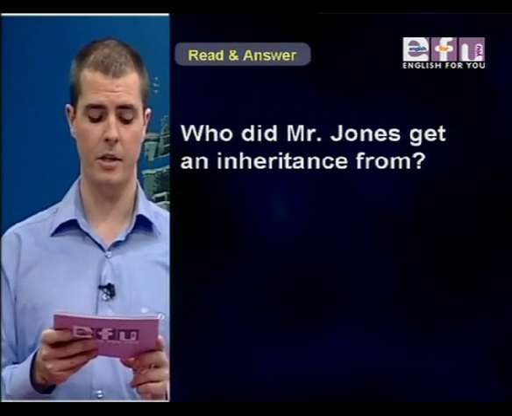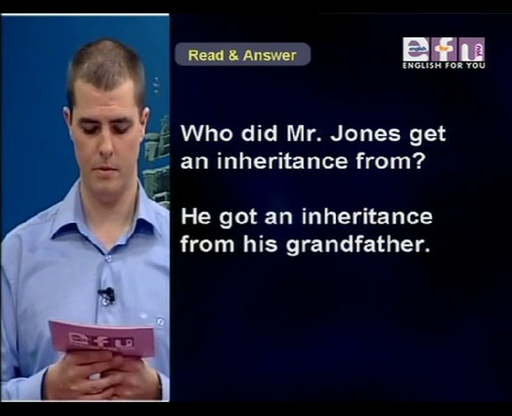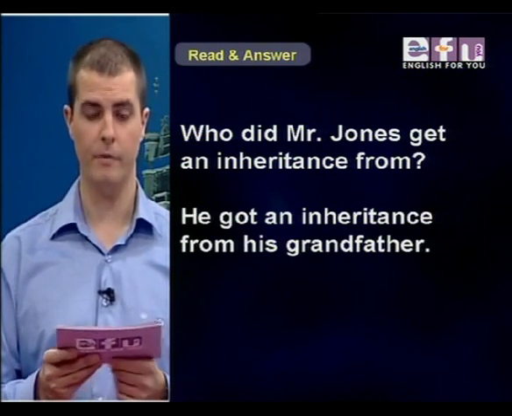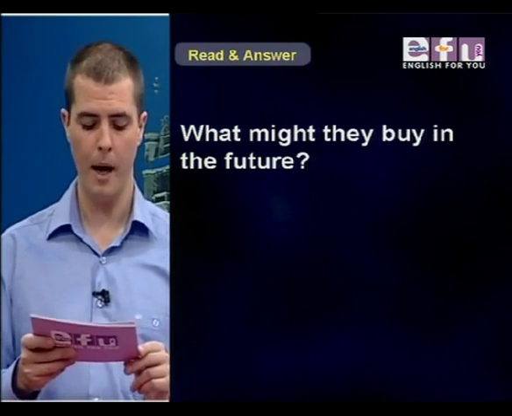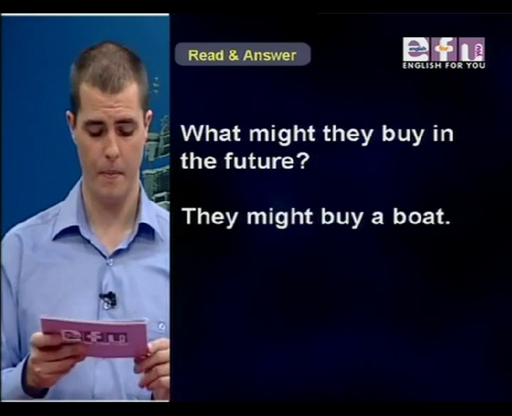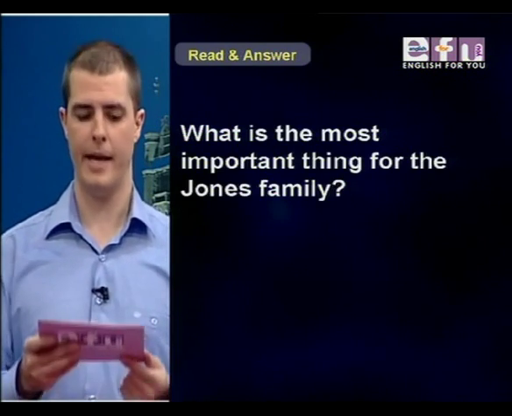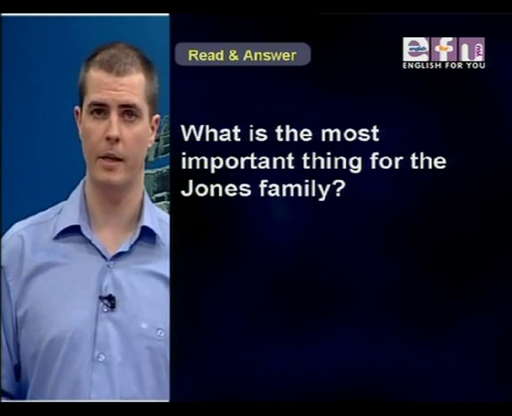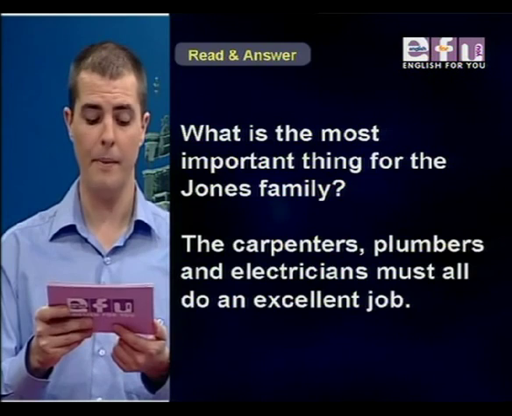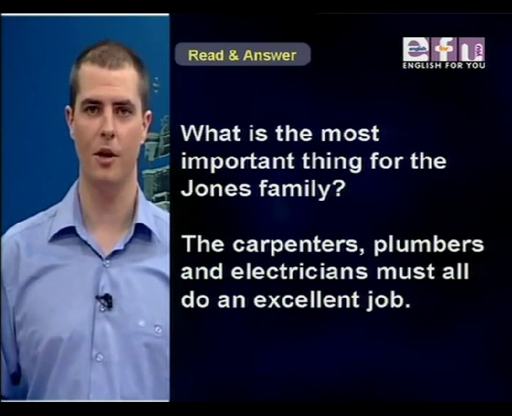Number 8. Who did Mr. Jones get an inheritance from? He got an inheritance from his grandfather. Number 9. What might they buy in the future? They might buy a boat. And number 10. What is the most important thing for the Jones family? The carpenters, plumbers, and electricians must all do an excellent job.